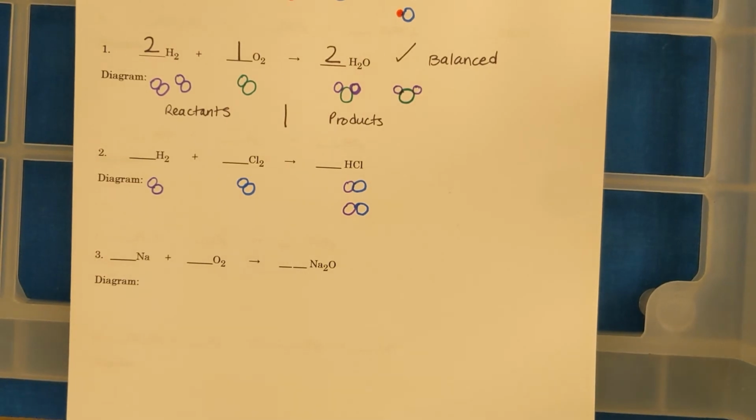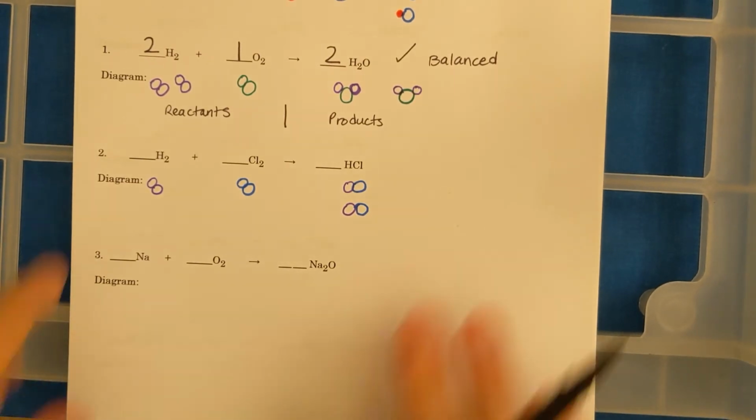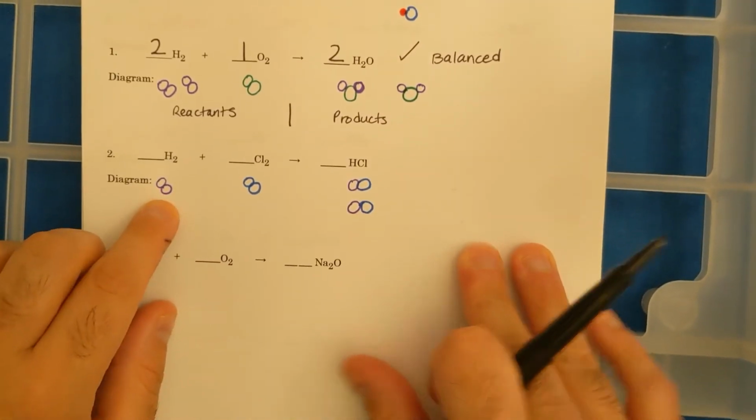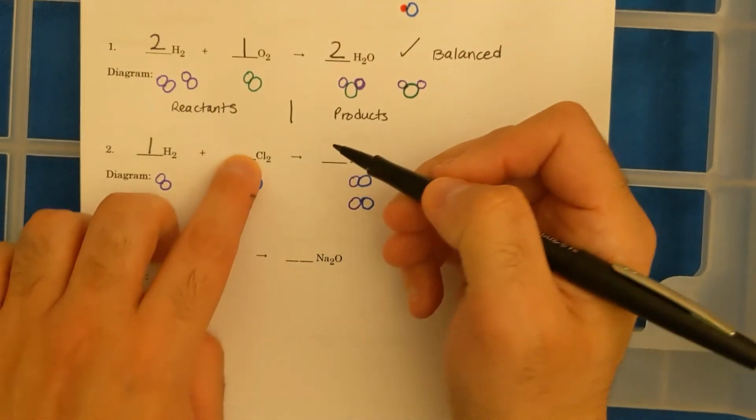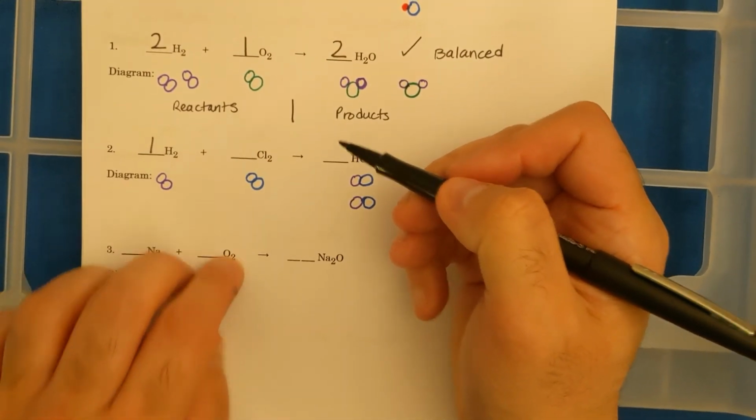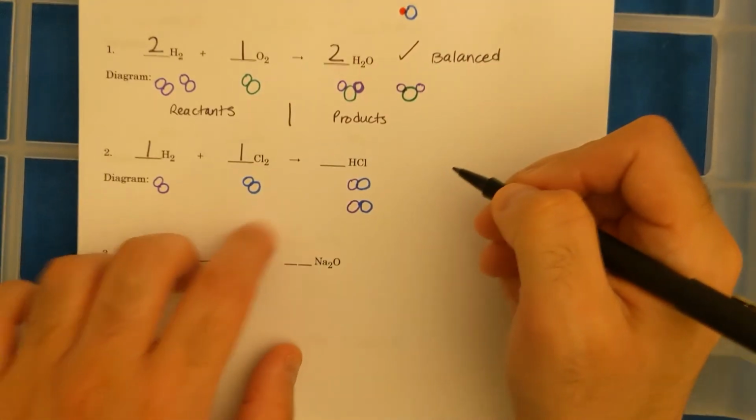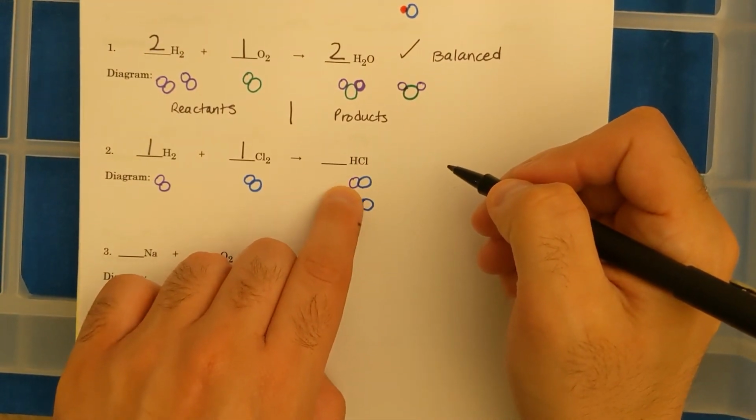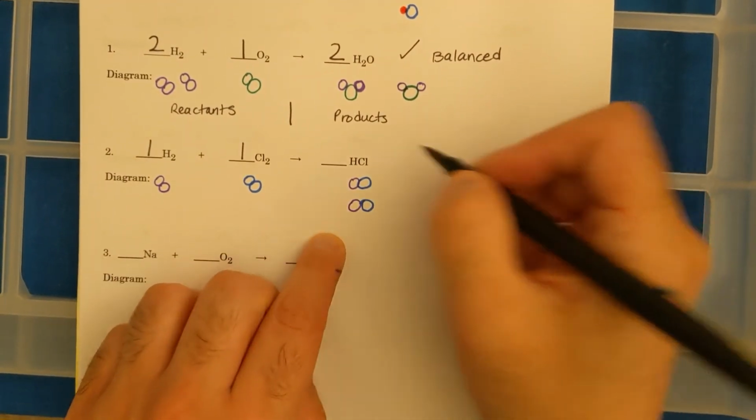And now I could put the coefficients in. I only need 1 H2 to give me those 2 H's. I only need 1 Cl2 to give me those 2 Cl's. And I make 2 HCl's. This is balanced.